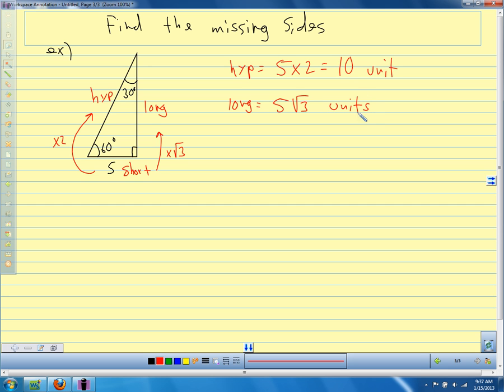The hypotenuse is 10 units. The long side is 5 square root 3 units. The question will usually ask you to give the answer in simple radical form or give an approximation. Questions on that example? So we're just figuring out the sides of our triangle and using our rules. So let's look at another one.